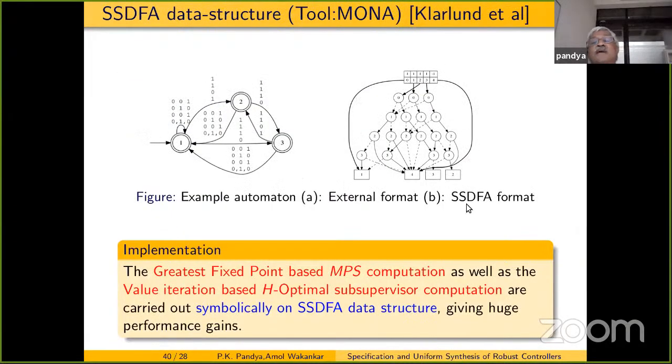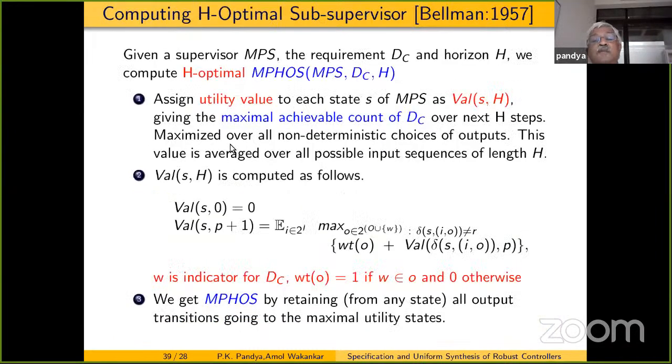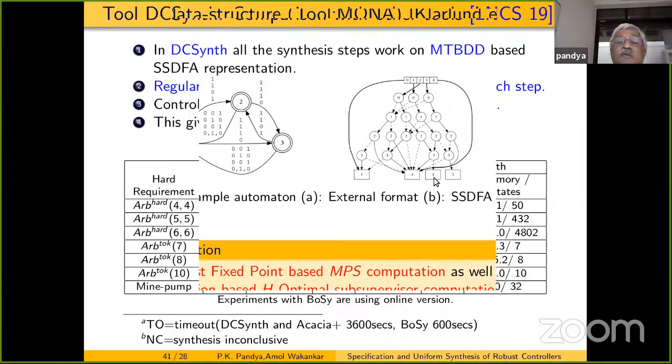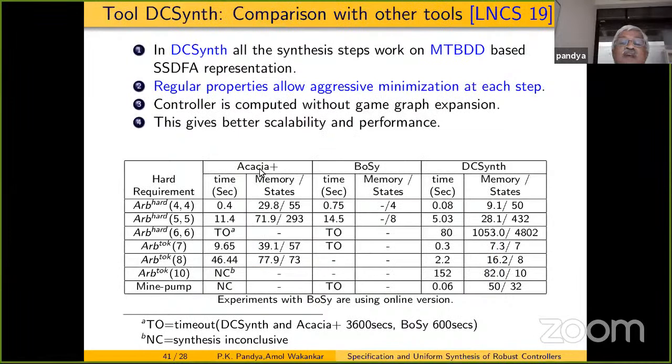We use, as I say, an internal representation for automata as well as controllers, which is semi-symbolic, what we call semi-symbolic DFA, which originally arose in a tool called Mona. Computing this maximally permissive supervisor requires computing some greatest fixed point over a set of states. Value iteration requires you to iteratively compute the function by Bellman backup. All this we have implemented symbolically on this symbolic automata. And the one thing I would like to say is that as a result, our synthesizer seems to be able to handle fairly large problems as compared to competition.